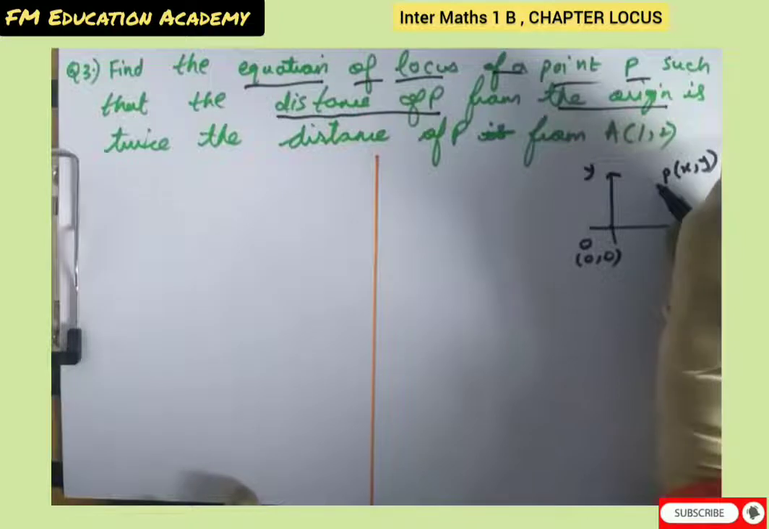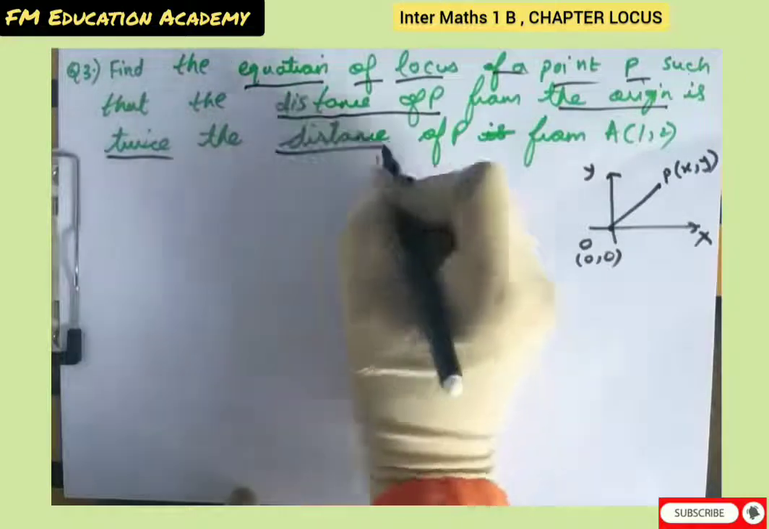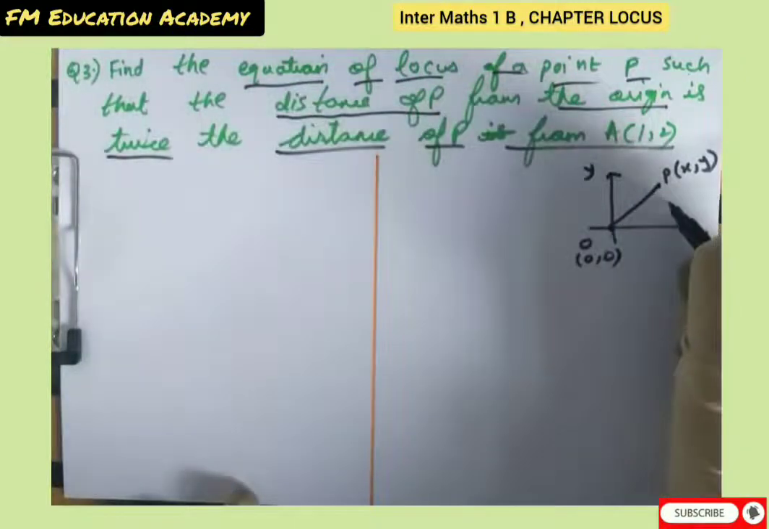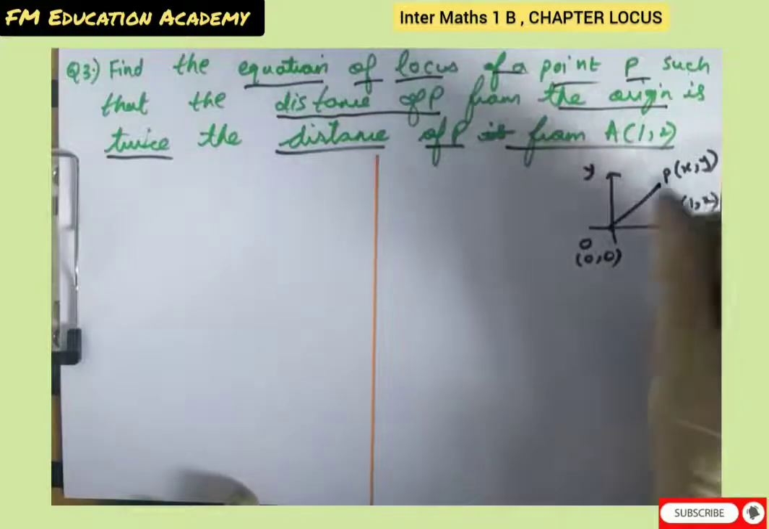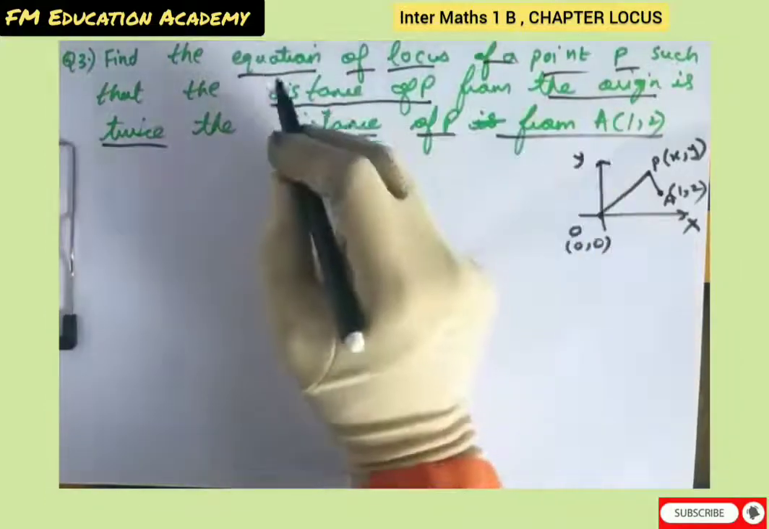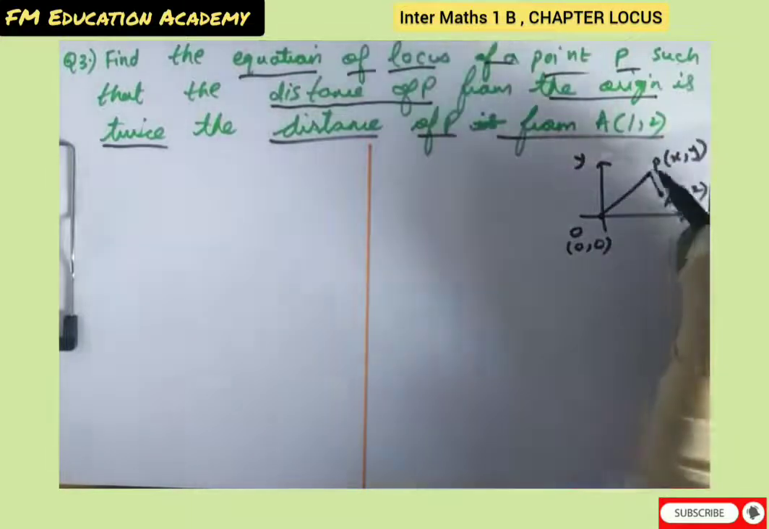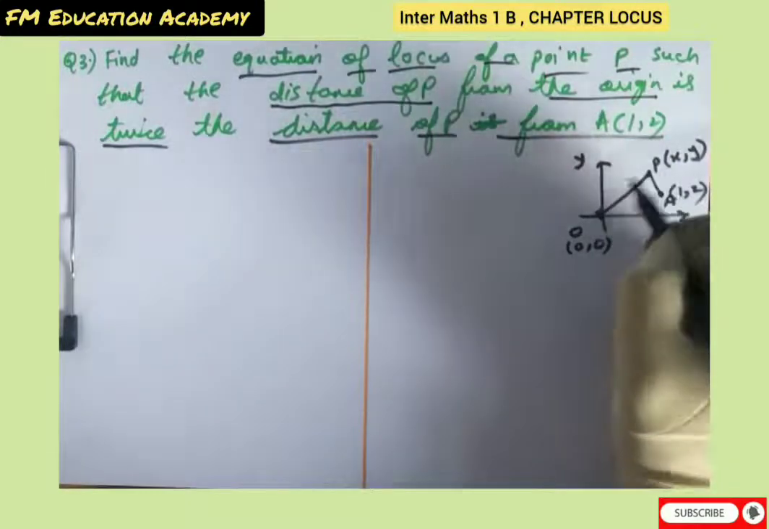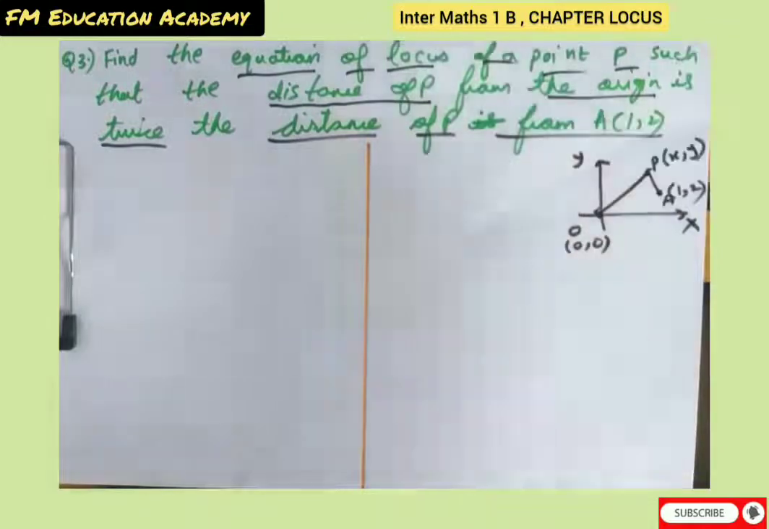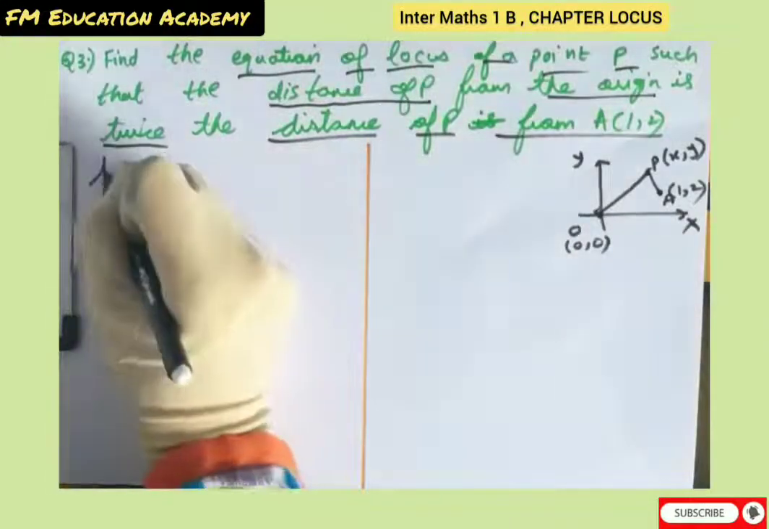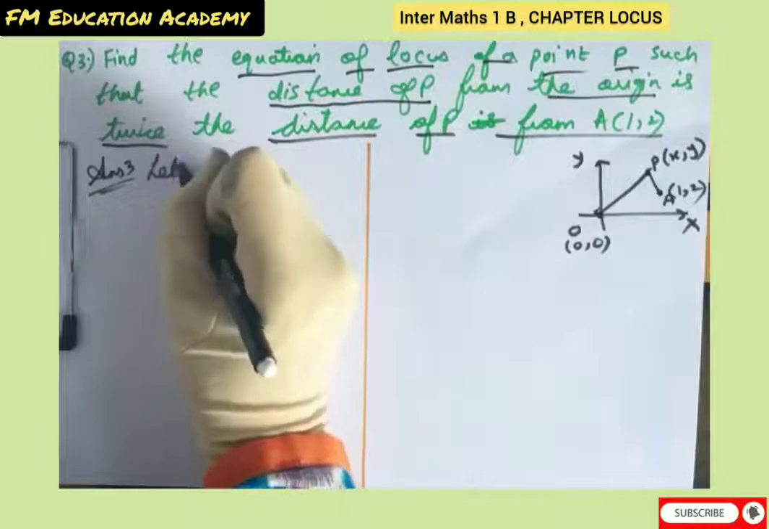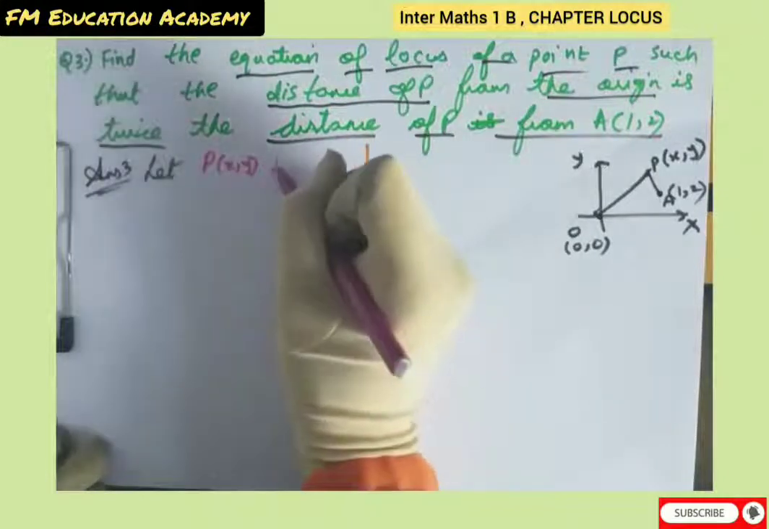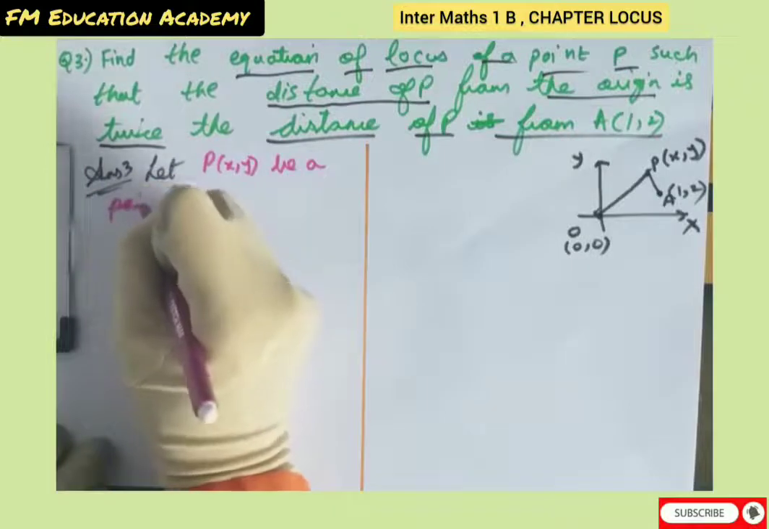So the distance of P from the origin, that is OP, is twice the distance of P from A (1, 2). So there is another point, suppose here x-axis is 1 and y-axis is 2. There is a point A in the plane. Here it is telling to find the equation of locus of point P such that the distance of P from the origin is twice, this OP is double of AP. That is the condition given to us. So let P (x, y) be a point on the locus.